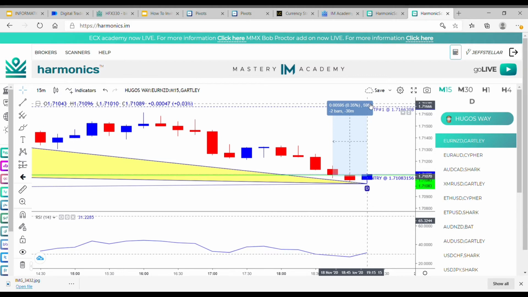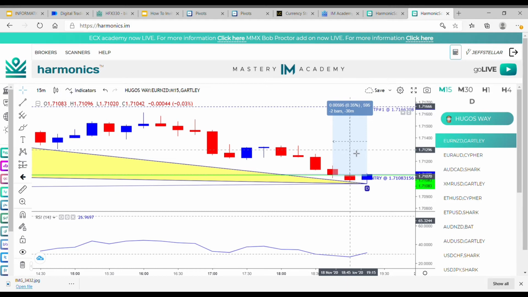But what we want is at least 10 pips. If we're not going to get at least 10 pips from this trade, it is not worth our time, family. We want at least a 10 pip trip. So with this trade, it's at least 10 pips. Step number 3, you want to measure and at least get 10 pips from your entry to your take profit. So that's what I like to do.